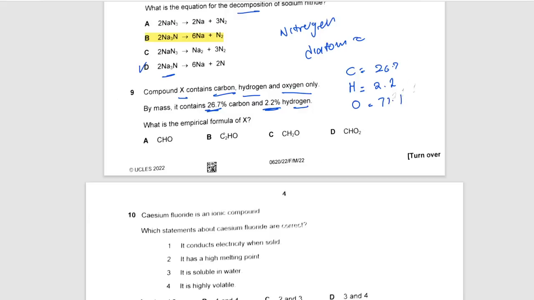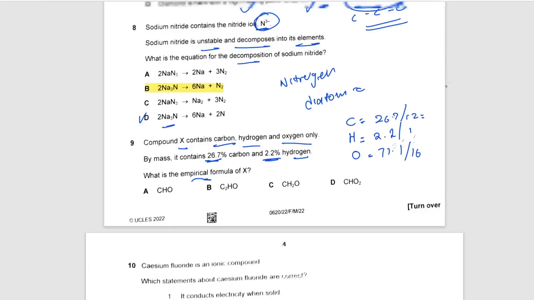With the help of this now, to calculate the empirical formula, I need to first divide by the relative atomic mass. So for carbon it's 12, hydrogen it's 1, oxygen it's 16. What will all this give us? Let's see. So 26.7 divided by 12 will give us 2.225. Let me just write it here, 2.225. For hydrogen it will remain 2.2, and for oxygen 71.1 divided by 16 will give us 4.4. Now if I divide everything by 2, this will equal 1, this will of course equal 1, and this 2.2 will equal 2.